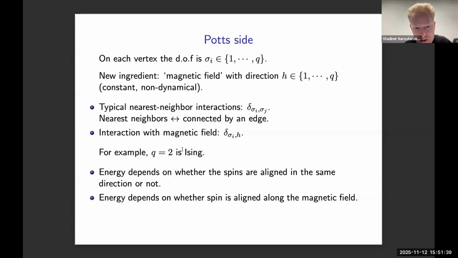Okay, and of course, the most famous example of Potts is Q equal to 2, which is the Ising model, where the first interaction is the same as just saying that if the spins point in the same direction, we get a particular energy, and if not, we get another energy. And similarly, the second interaction just says that the energy depends on whether the spin is aligned along the magnetic field or not. So in the Q equal to 2 case, these interactions are very obvious physically.